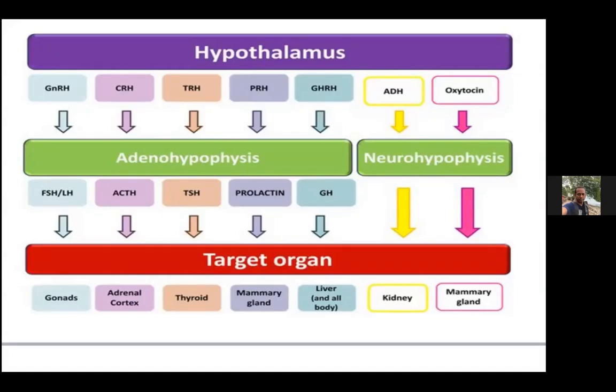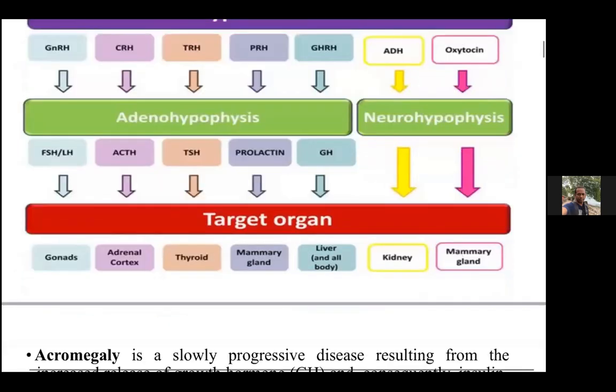The posterior pituitary, which has basically the ADH and the oxytocin, is a neuronal connection between the hypothalamus and the pituitary, and just sends the signals from the hypothalamus to the posterior pituitary. These are let out to the target organs, the kidney and the mammary gland, which is helpful for contraction of the uterus and the let out of milk.